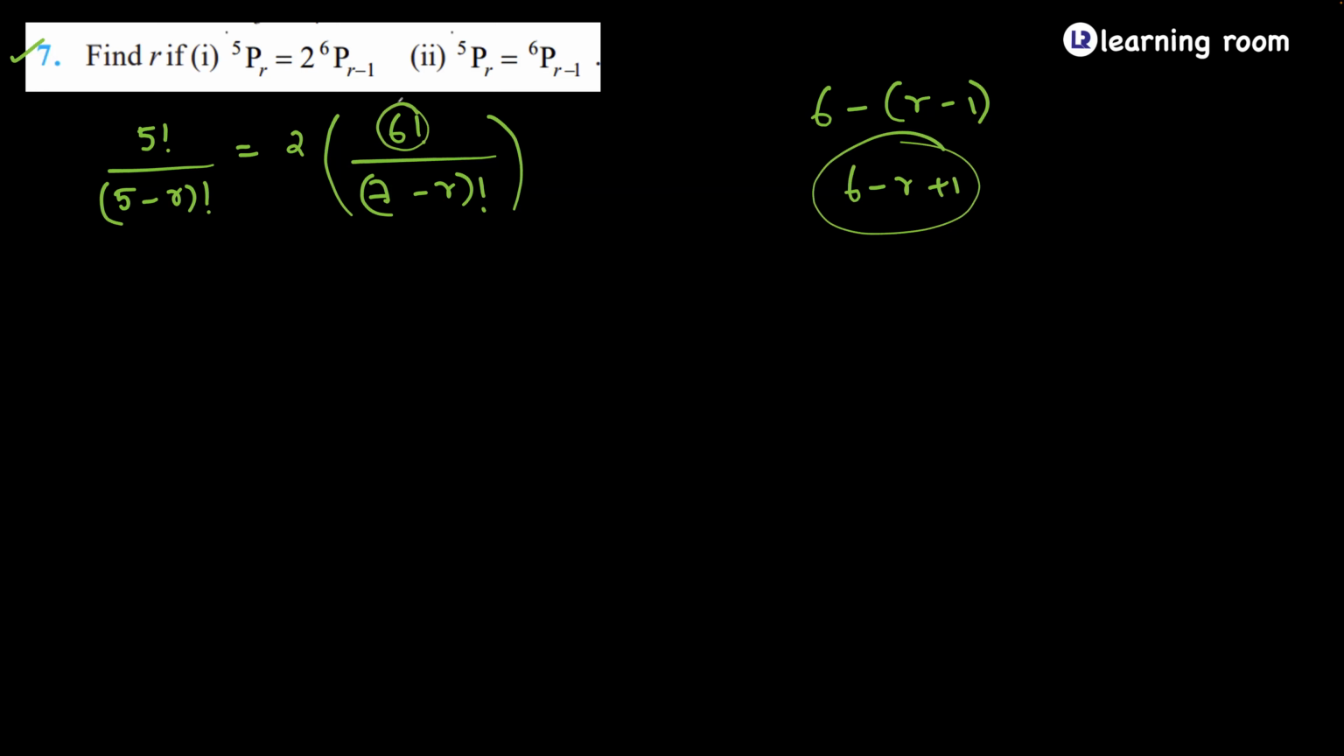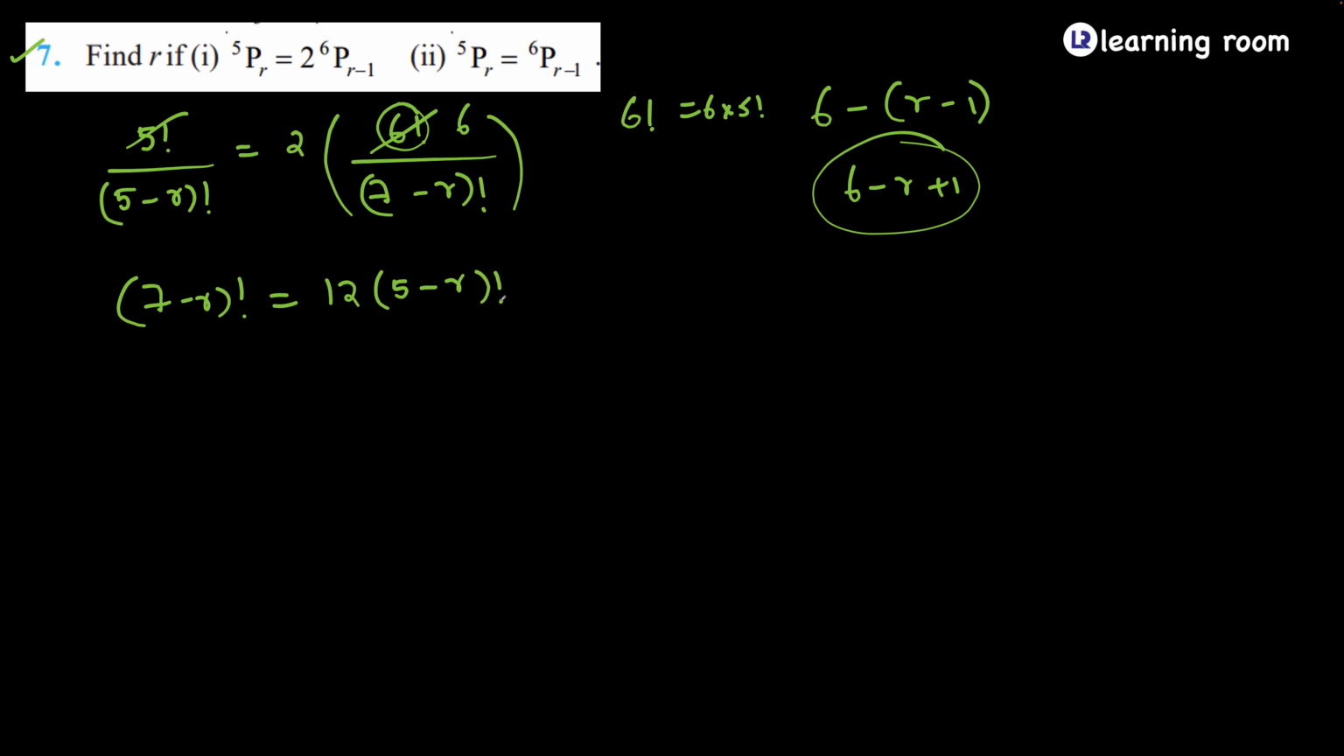So 5 factorial, 6 factorial. 6 factorial can be written as 6 into 5 factorial. Can I directly cancel it? So 5 factorial will cancel, leaving 6 times. Why is it so? 6 factorial is 6 into 5 factorial, so 5 factorial and 5 factorial are gone. So cross multiply: 7 minus r factorial is equal to 2 into 6, which is 12, into 5 minus r factorial.